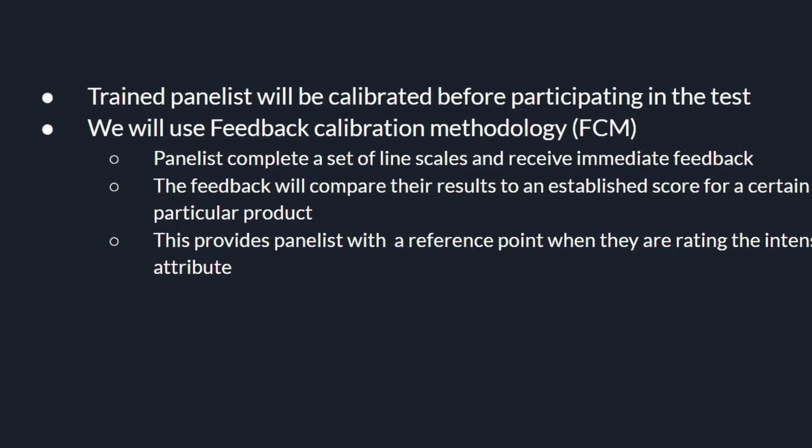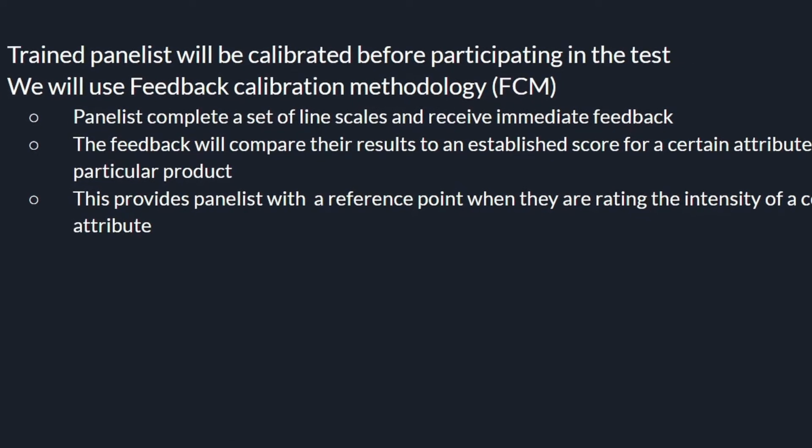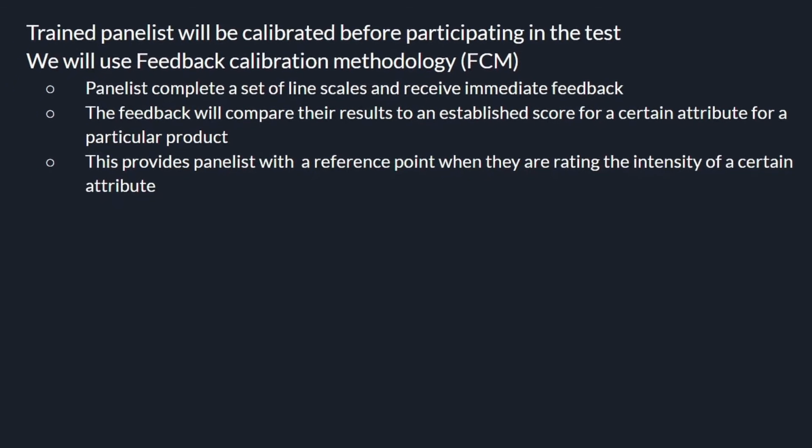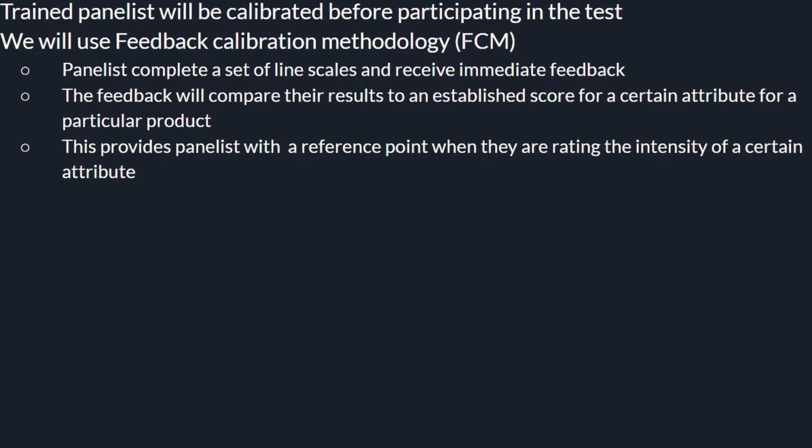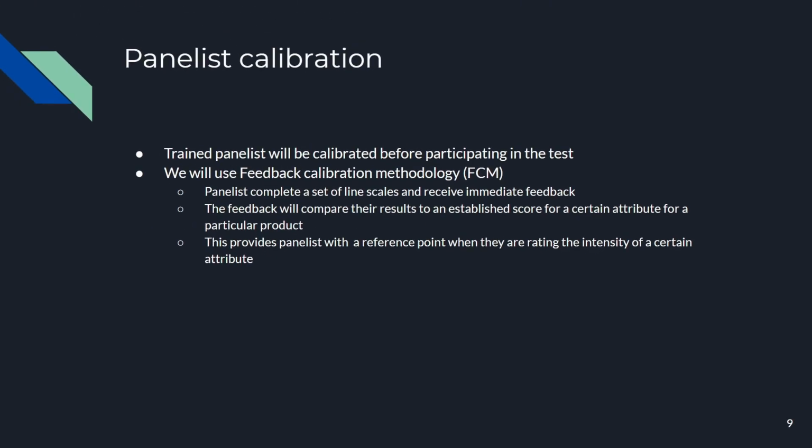And for calibration, we will use feedback calibration methodology or FCM. In this method, panelists will complete a set of line scales and receive immediate feedback. The feedback will compare the results to an established score for a certain attribute for a particular product. This will provide the panelists with a reference point when they're trying to judge the color intensity of different maple syrups to allow them to be as accurate as they possibly can be.